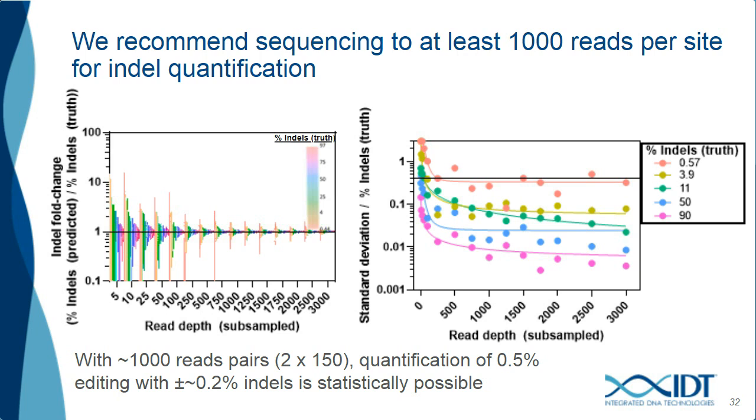Here on the left, we can see the magnitude of indel fold change decreasing significantly as read depth approaches around 1,000 paired end reads from a 2x150 Illumina MiSeq run. From looking at the standard deviation of triplicates divided by the unsubsampled indel frequency, it appears that approximately 0.5% indels can be annotated with a deviation of only around plus or minus 0.2% indels. Thus, for most applications, we recommend at least 1,000 paired end reads should be obtained for quantification of editing, although this is really subject to change based on end user applications.